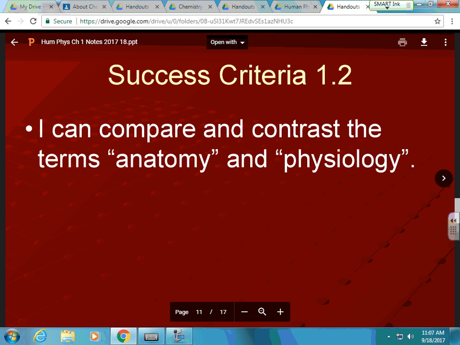Okay, and what you're going to do is be able to compare and contrast the terms anatomy and physiology. What do they actually mean? Why is this not just anatomy class? Why is it not just physiology class? Why is it both, and why is that important? We're going to do more contrasting than we are comparing. And this is helping us with our overall goal to be able to communicate some basic concepts of anatomy and physiology as an introduction to this class.